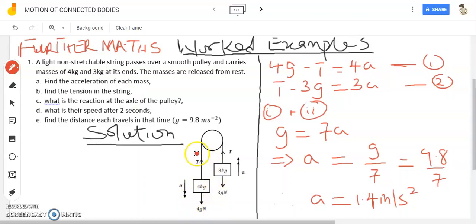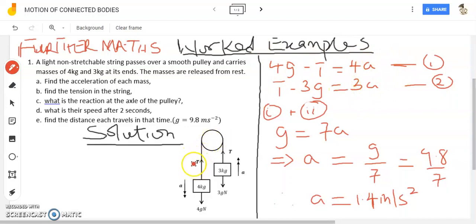analyze each resultant or net force and then use the equations of motion, precisely the second law. Now, we need to generate equations of motion which have been given in this solution, but let me quickly explain how I arrived at these first and second equations.